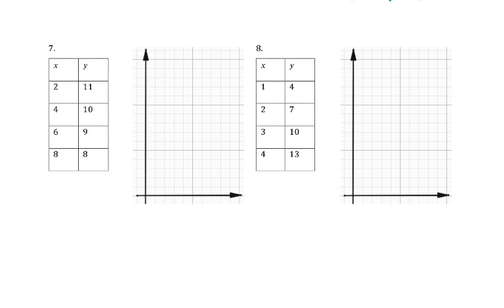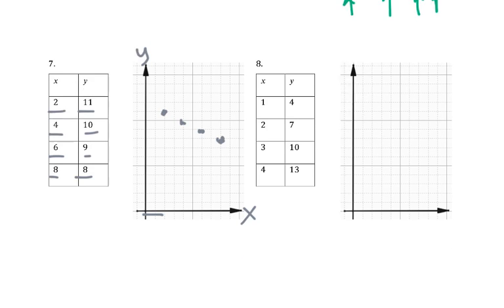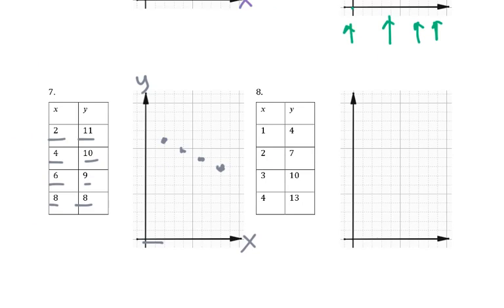7 and 8, same idea. Here's my x and my y. Now, technically you could change those x's and y's, and that would just change where your points were, but it would still work as long as you labeled it. So 2, 11, we go out 2, up to 11. 4, 10, out 4, up to 10. 6, 9, out 6, up 9. And 8, 8. Out 8, and up 8. Right there. And there was nothing else we needed to do here.